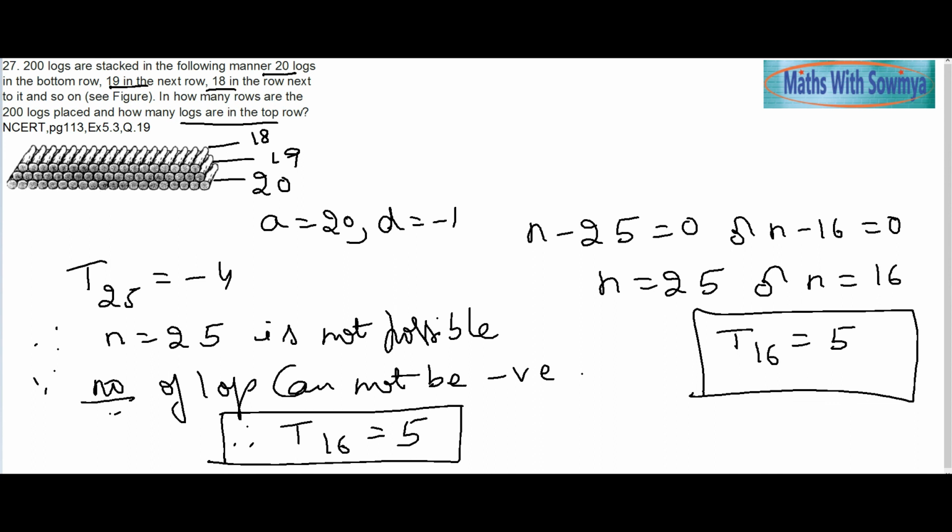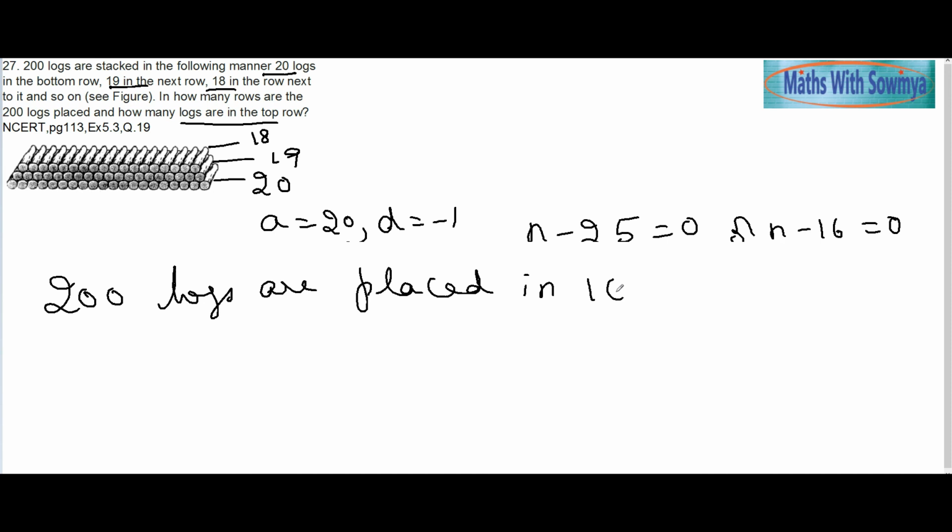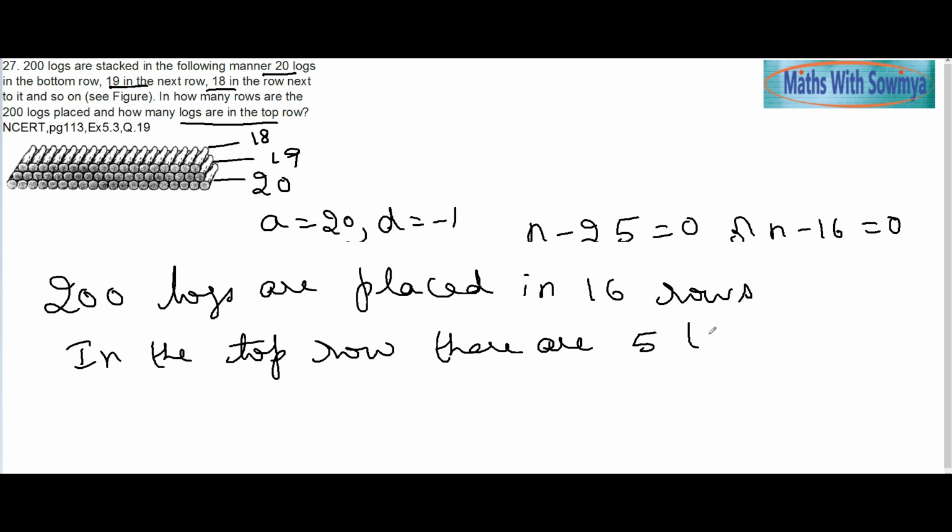So we can say 200 logs are placed in 16 rows. My final answer is: 200 logs are placed in 16 rows, and in the top row there are 5 logs. So this will be your answer.